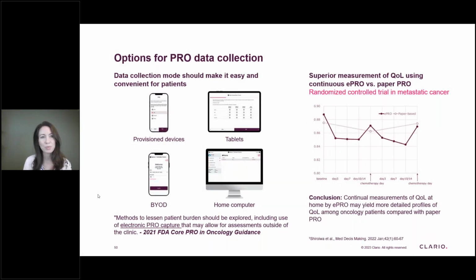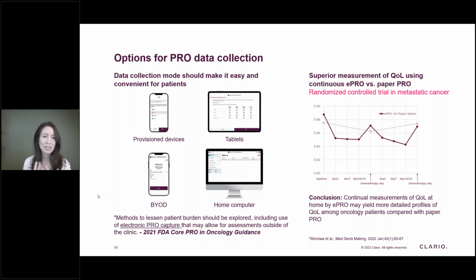I'll end here. So we've established the importance of incorporating PROs, but again, how do you collect them? Of course, the most traditional data collection mode is paper, but we're seeing really a major shift away from paper and towards electronic data collection for a lot of reasons: better quality data, less missing data, et cetera. It's even recommended by the FDA Core PRO guidance to use electronic methods as well. So we have a provisioned device model, and a BYOD, which is bring your own device, where patients use an app on their own phone and tablet, home computer, et cetera.